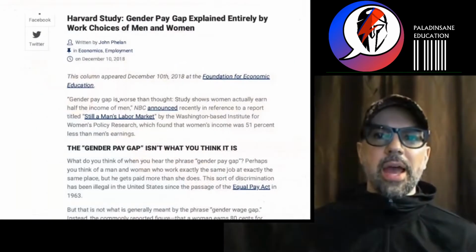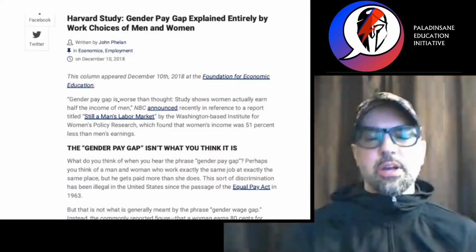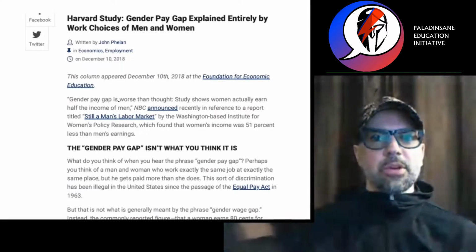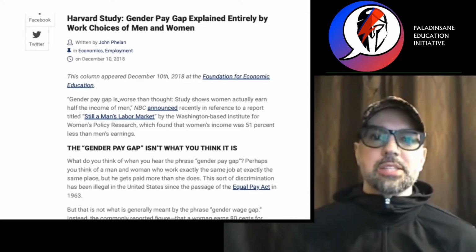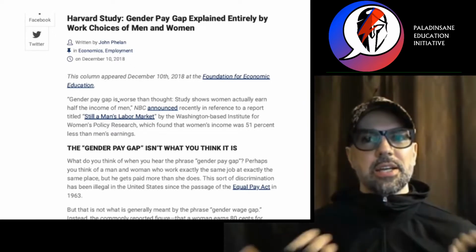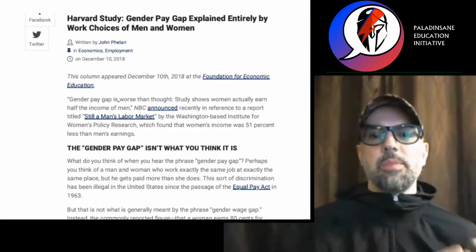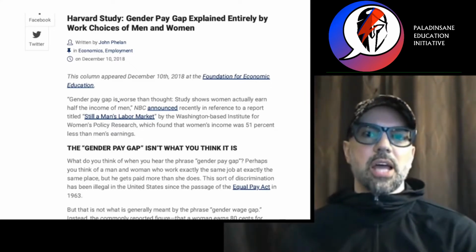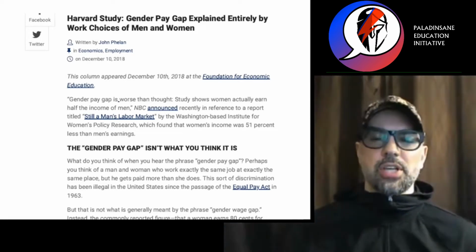The gender pay gap has multiple sources of why it exists. For those of you that might not be familiar with that concept, the gender pay gap is the idea that in our society, women are paid less than men. So on average, women make less money than males do for doing the same type of work, for doing the same jobs. That's the idea about the gender pay gap.